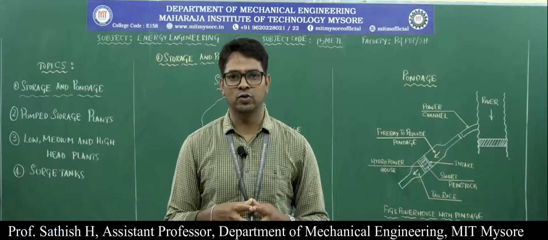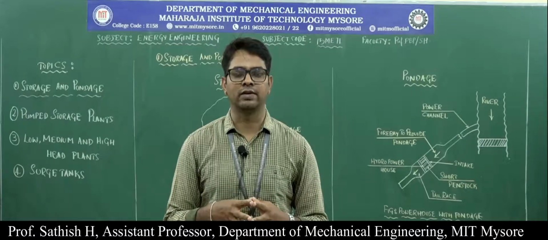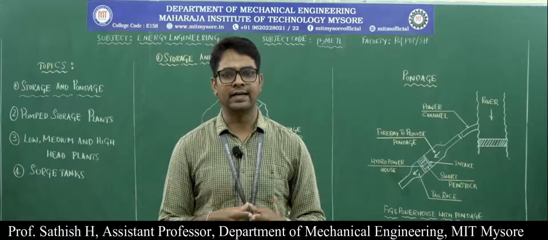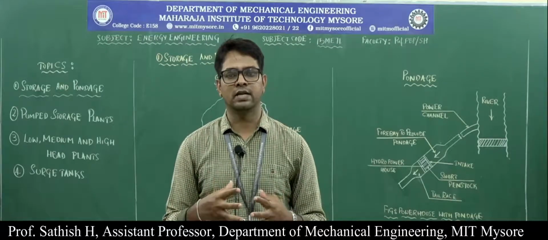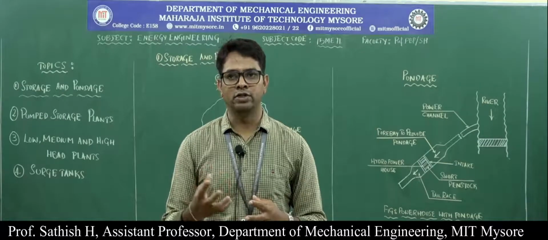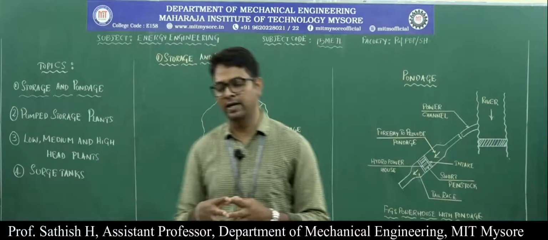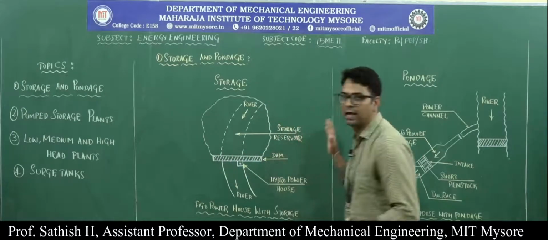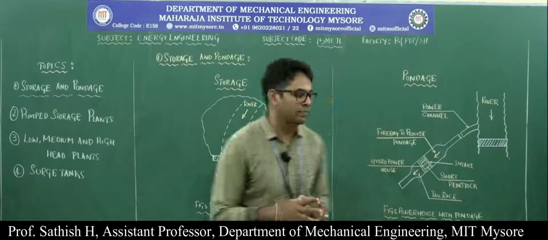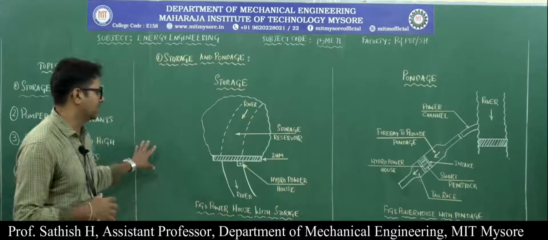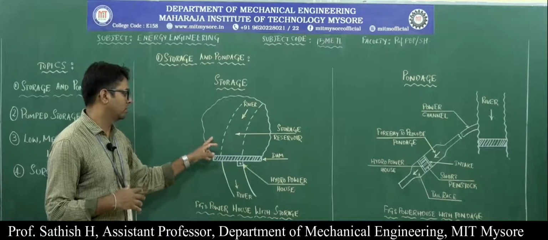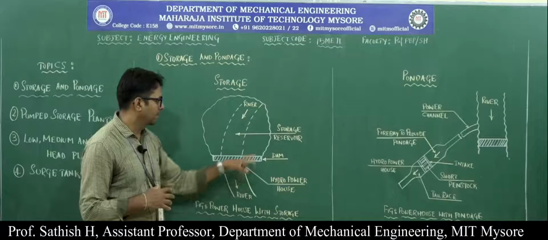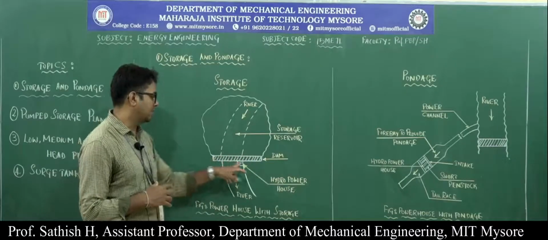Basically, we store a considerable amount of water in the reservoir when water is available, during the rainy seasons, and that water can be used to produce electricity during the summer seasons. There are two types of this: one is storage, and the other is pondage. What do we mean by storage? If you look at this sketch, we have the river shown in these dotted lines, and across it a dam is constructed.